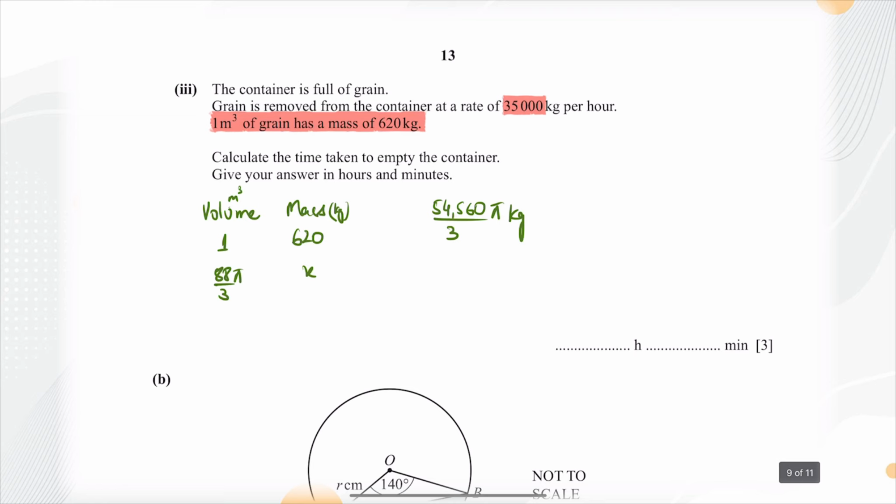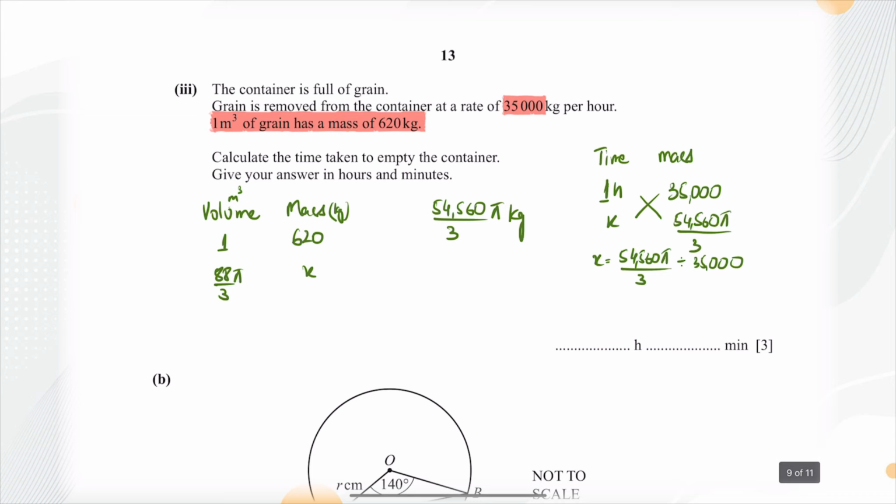Now we know that in 1 hour, the amount of grain that's removed is 35,000 kg. So here is time and here is the mass. Now how much grain do we have to remove? We have to remove 54,560 pi upon 3. How long will that take? It's going to take x. Now let's cross multiply. So x would basically be equal to 54,560 pi upon 3 divided by 35,000. The last answer I still have in my calculator, so I'm just going to straight away divide it by 35,000.